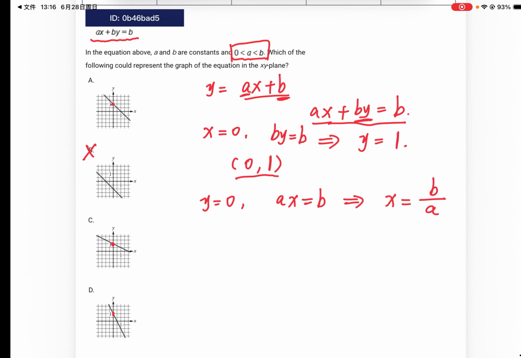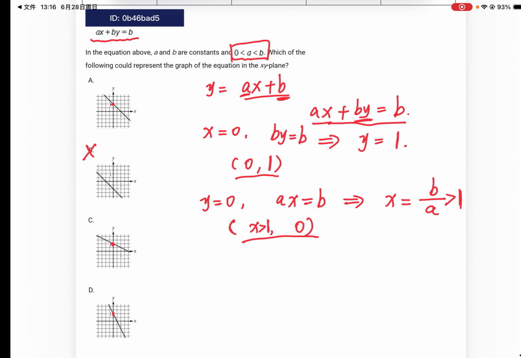And now we should go ahead and use this condition. We know that b is a value that is greater than a, right? So this value x here, we solve for it, it should be greater than 1. So this linear equation passes through another point, which is (x, 0), and here the x should be a value that is greater than 1. Okay, so now let's check the answers here.